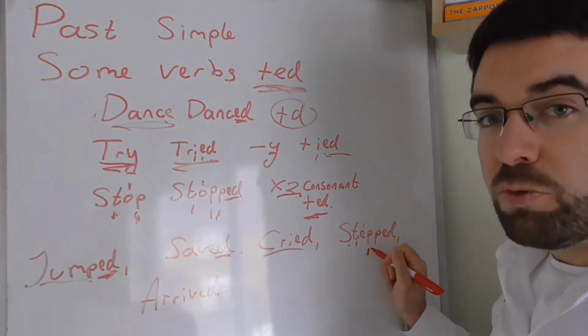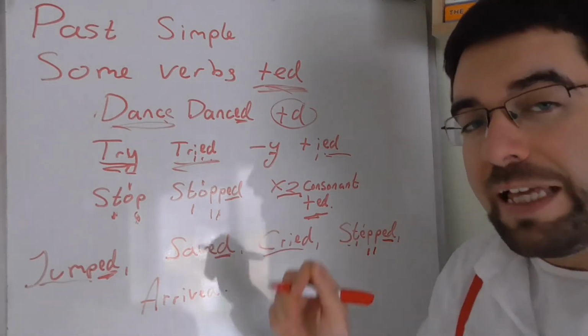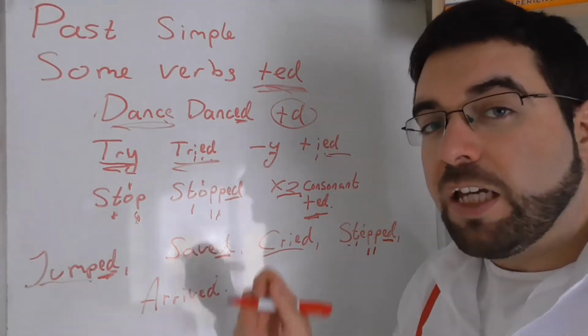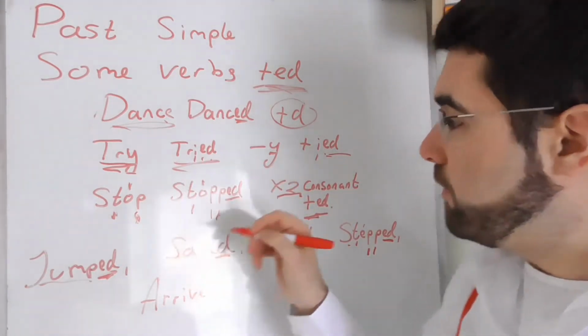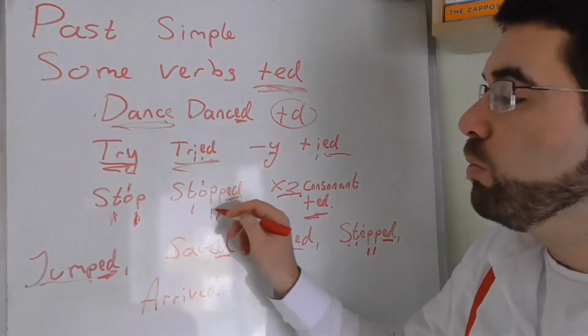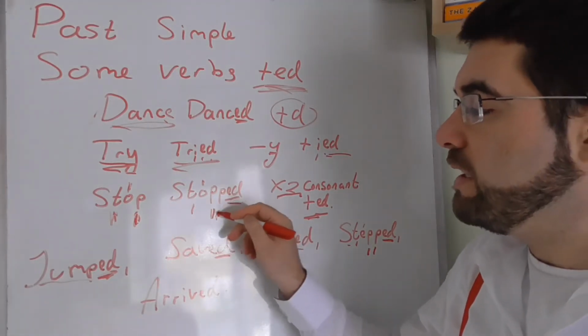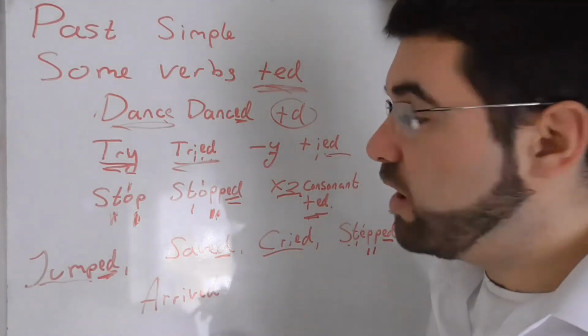S-T-E-P. Double the P again, add ed. Double the last consonant and add ed, if it's a vowel, consonant, vowel, consonant. Consonant, vowel, consonant, then double the consonant and add ed. English can get a bit weird at times, I must admit.